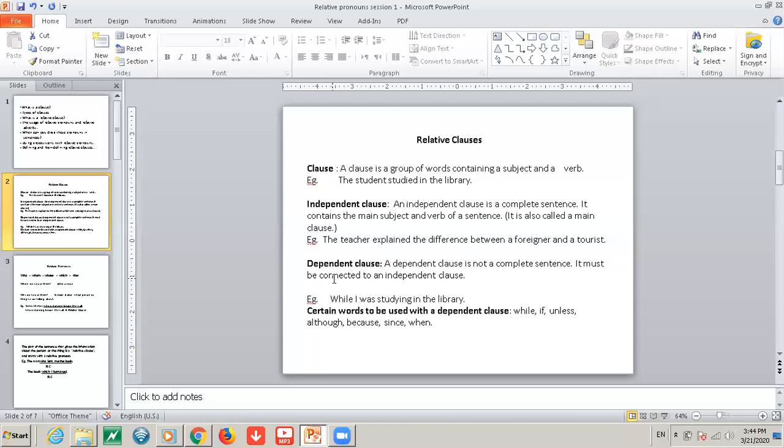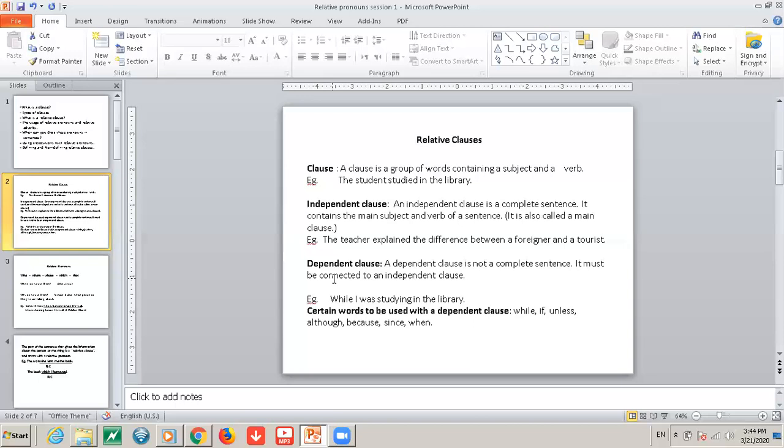What is a dependent clause? A dependent clause is not a complete thought and needs more information to be complete. In other words, a dependent clause cannot stand alone as a complete sentence. It needs to be attached to an independent clause to be complete. Look at this sentence. While I was studying in the library, this sentence is not complete. You don't know what happened while the person was studying in the library. So this clause is dependent and needs more information to be complete.